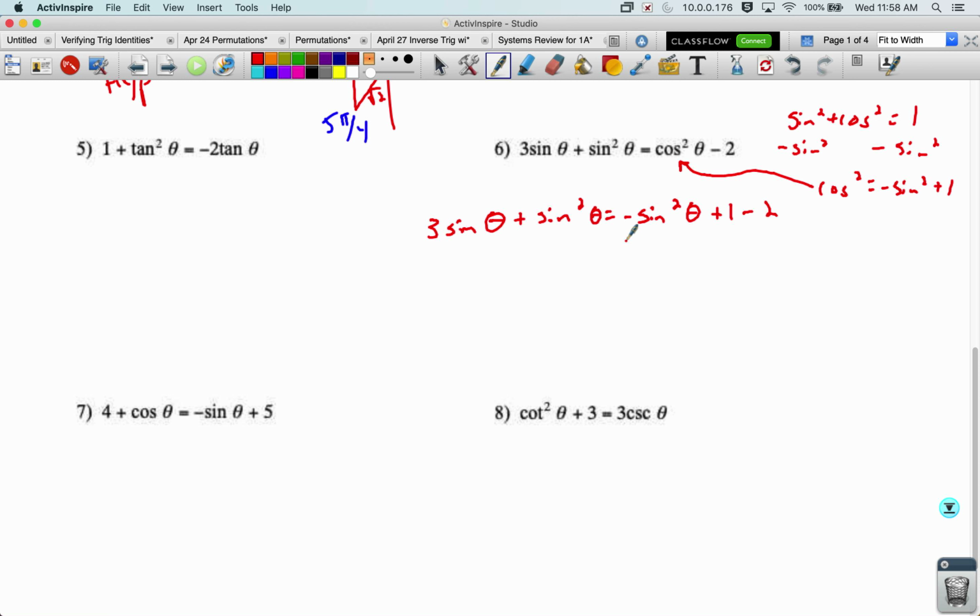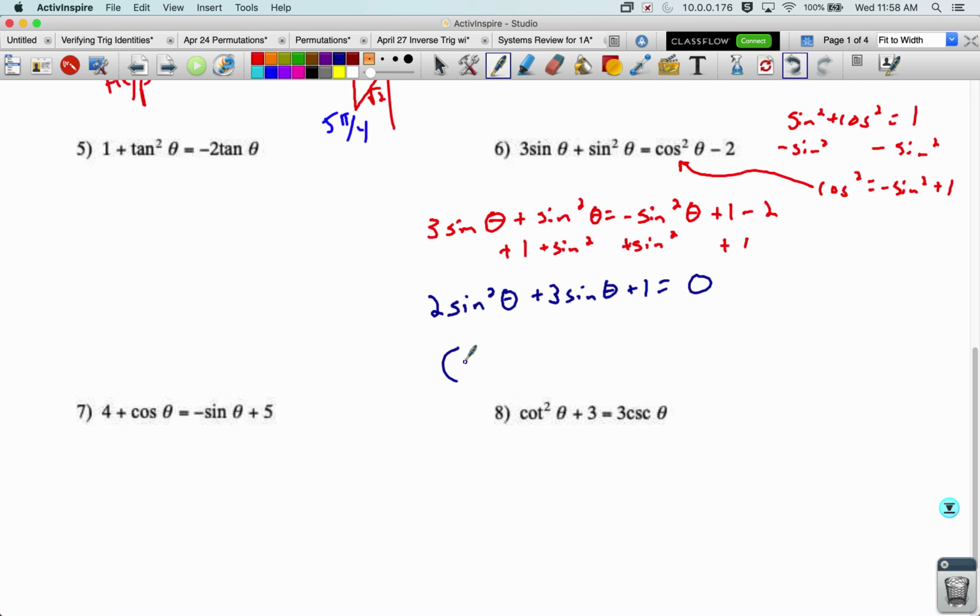Let's add the sine squared to both sides. And then this here becomes a negative 1, so I'll add 1 to both sides as well. And let's see what we get. I'm going to try to write this in standard form. So 2 sine squared theta plus 3 sine theta plus 1 equals 0. I think I did that all right.